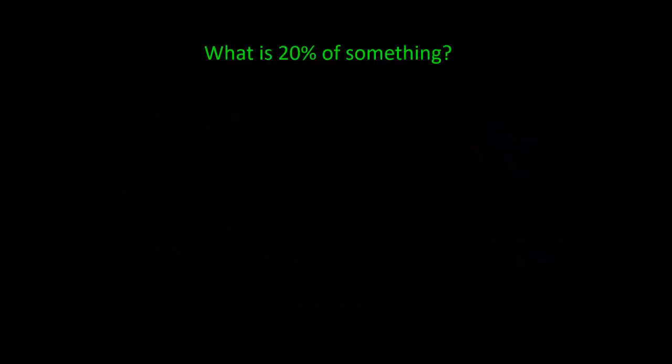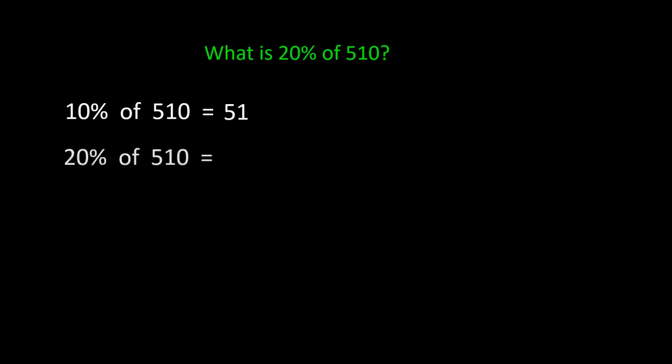Good. What about 20% of something? Well, to find 20% of something, we find 10% by moving the figures one place to the right, and then we double it, or times it by 2. 20% of 510. So first up, 10% of 510 is 51. So 20% must be 2 lots of 51, 102.